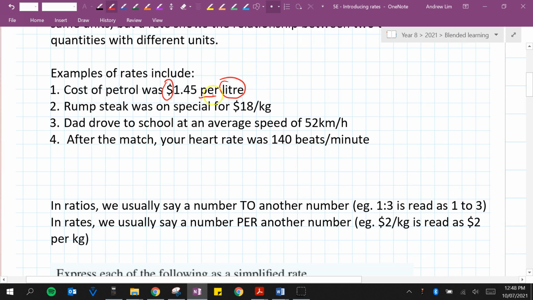It's dollars per liter. Or rump steak was on special for $18 per kilogram. Different units. Dad drove to school at an average speed of 52 kilometers per hour. After the match, your heart rate was 140 beats per minute. Okay, so we can see here that these are all different types of rates because the units are all different.